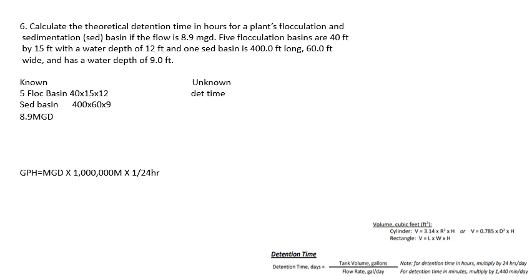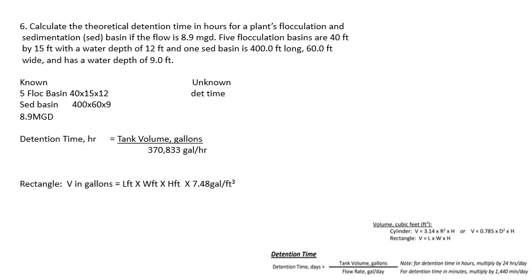So you're going to convert 8.9 million gallons a day times a million times 1 day is 24 hours. So you divide by 24 hours. That gives you an hourly flow rate of 370,833 gallons an hour. Next, we solve for volume using the same formula for volume. Rectangle, length times width times height times 7.48 gallons a cubic foot to get it in gallons.